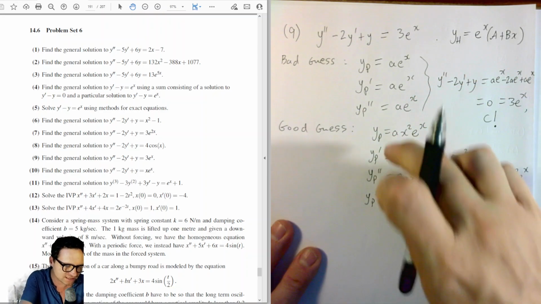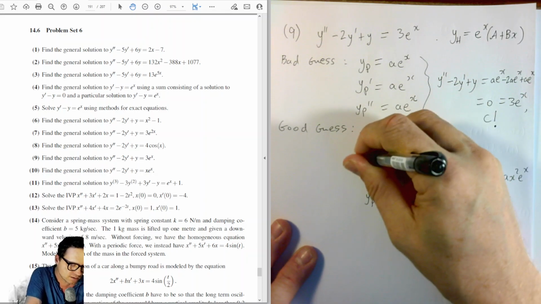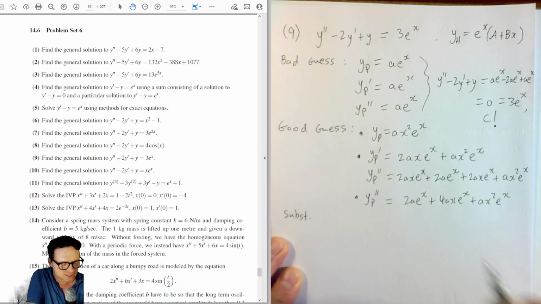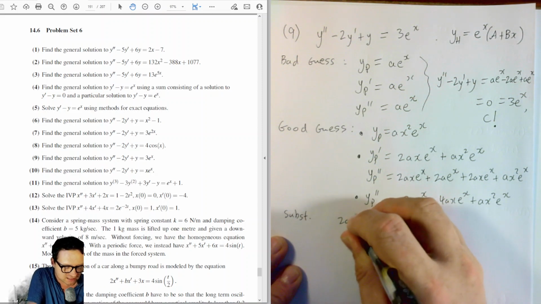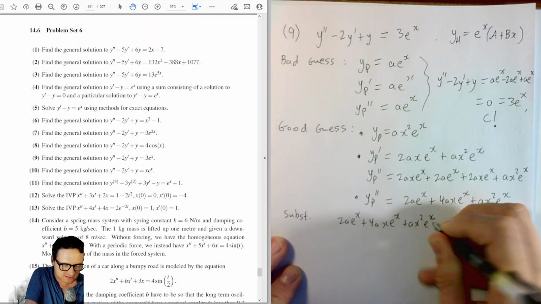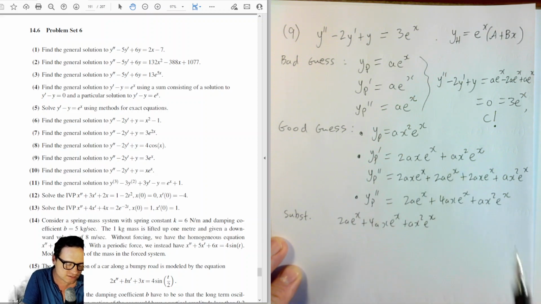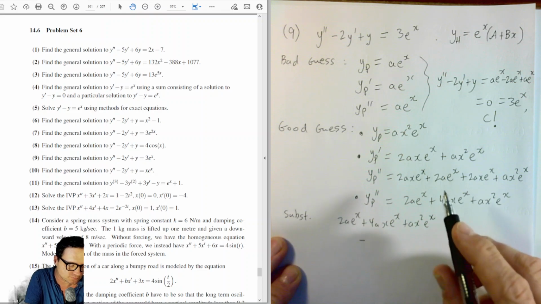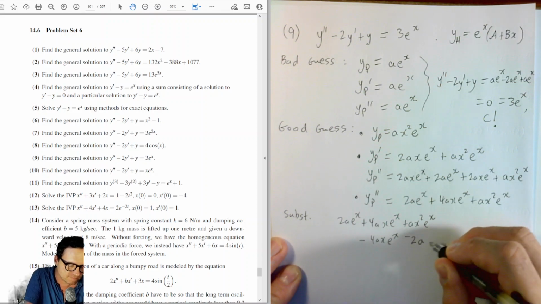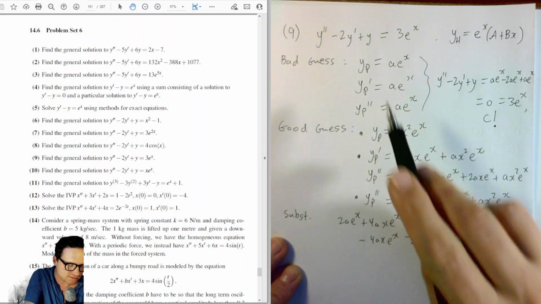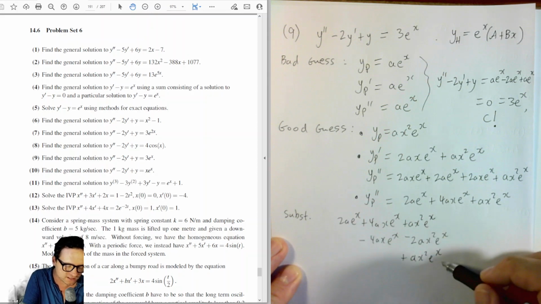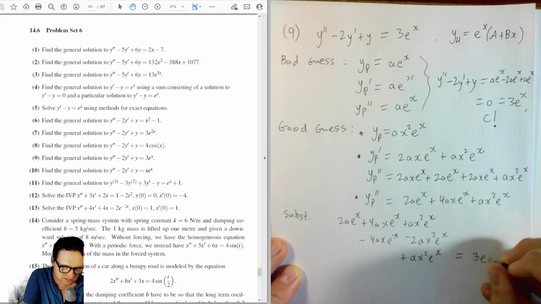Okay, and so now we want to sub these in, this, and this. So let's put some dot points next to these to identify that these are what we are subbing in. So substituting these into the differential equation, we have 2a e to the x plus 4ax e to the x plus ax squared e to the x, and then minus 2 times this, which will give us minus 4ax e to the x, and then minus 2ax squared e to the x. Okay, and then plus one of these. All of this together should be equal to 3e to the x.